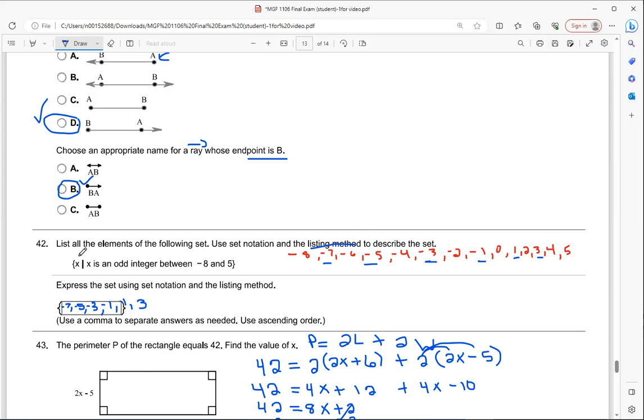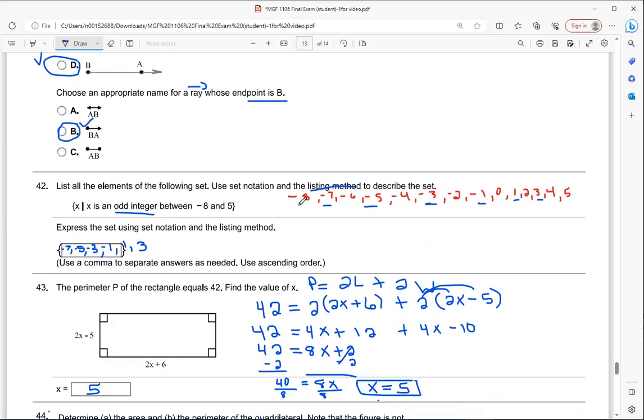So here we have x values such that x is an odd integer between -8 and 5. So we went ahead and listed all of those numbers on the number line from -8 to +5. Which of those are odd? -7, -5, -3, -1 is over here, +1, and 3.